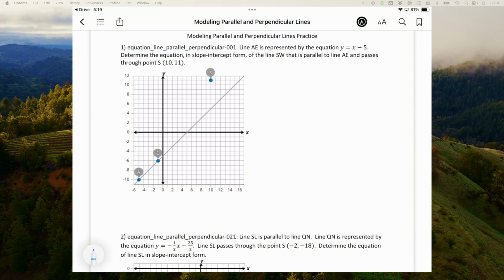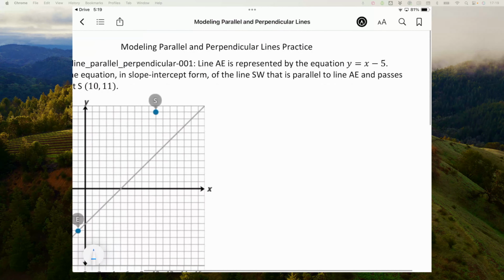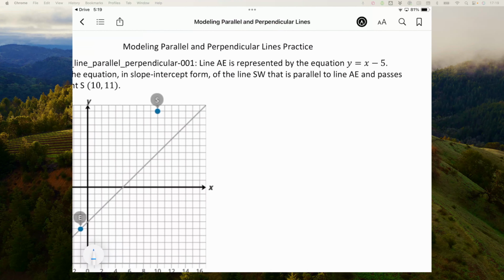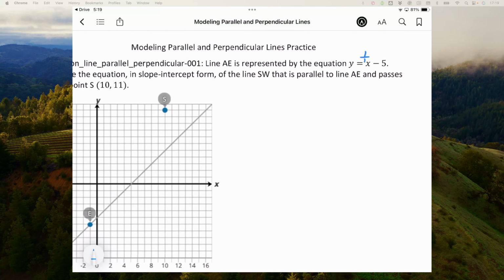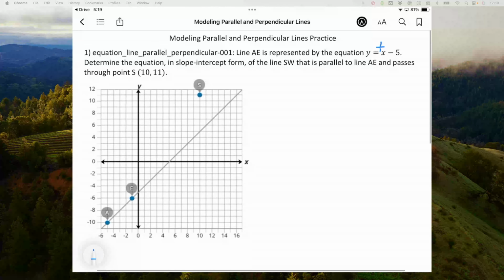Basically what we need to do is find the equation of a line that is parallel to AE that passes through a certain point. So one thing that we need to understand about lines that are parallel is that their slopes are exactly the same. So the slope here is going to be 1 over 1. So we know that the slope of our line over there is going to be 1 over 1 because we want a line that is parallel.